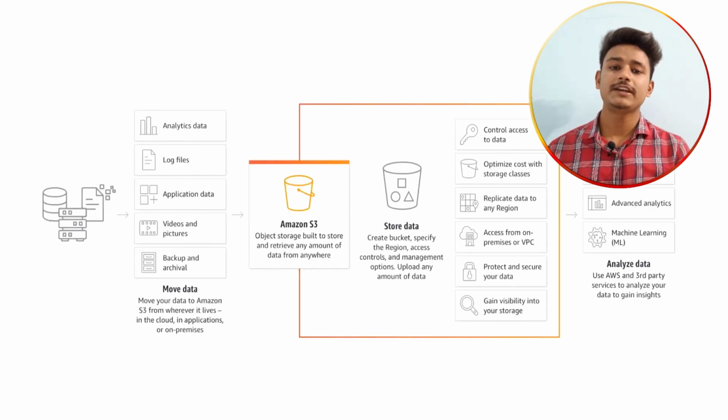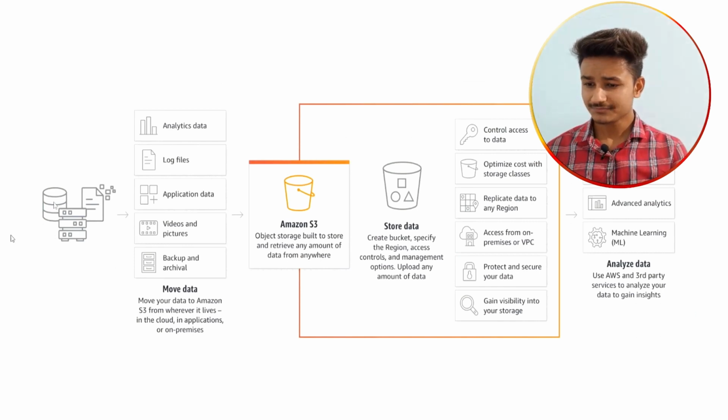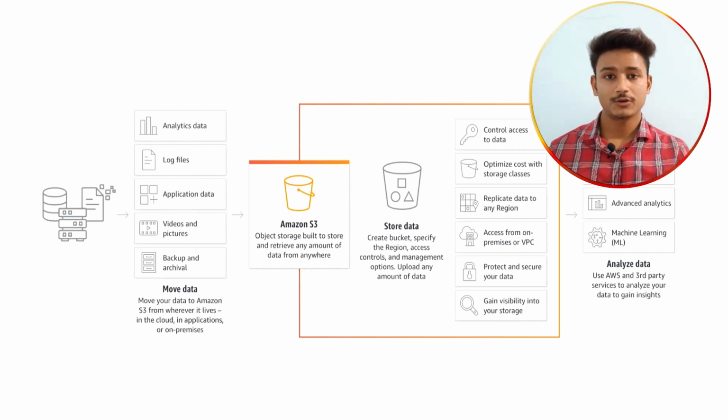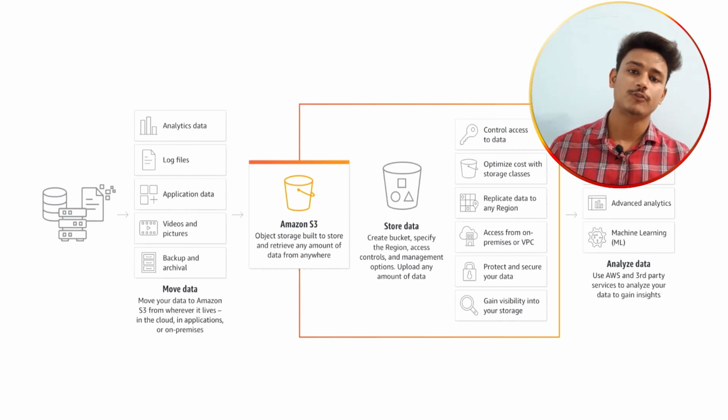Now let me explain the most important part, the flow of how data is stored in S3. This is the diagram, and let me explain it from left to right. This part, as you can see, is the database or the server part. This is where your data will be coming from to S3. This server can have multiple types of data. It can be analytic data, log files, application data, videos and pictures, backup or archival. This sort of data is going to S3. Now how is it going? It is going in the form of objects.